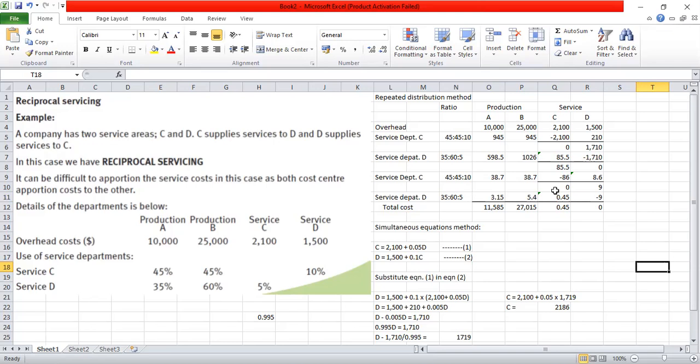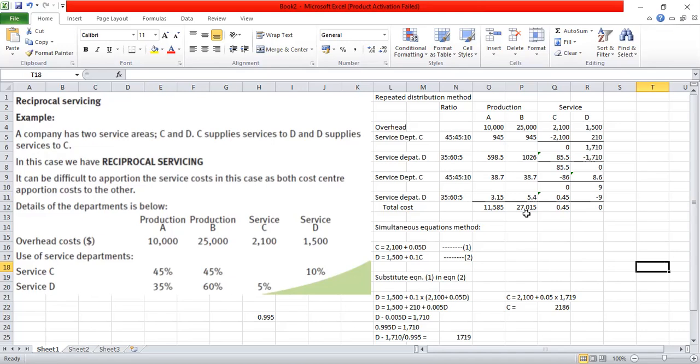So now when they are totaled up, production department A has 11,585, production department B has a total amount of 27,015. So this is called the repeated distribution method. The apportionment is repeatedly done till we see that there is absolutely nothing left in the service departments. Until then, repeatedly the work is carried on.